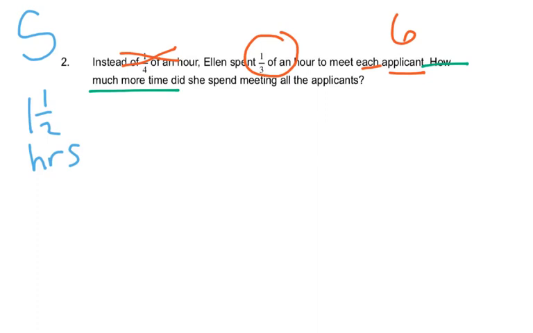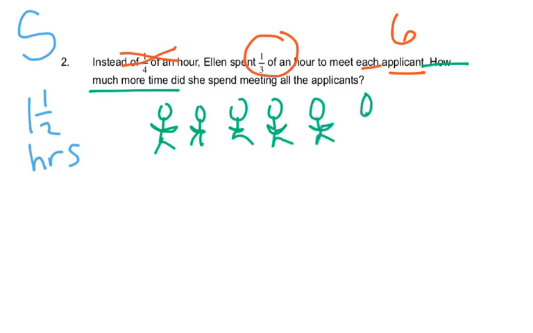I could draw the 6 applicants out again if I wanted to. You don't have to draw your problem out. You can do other things. But if I draw my 6 applicants, the poor things are all tired and their legs are all wobbly now. I'm just drawing fast. And they get 1/3 of an hour each instead.